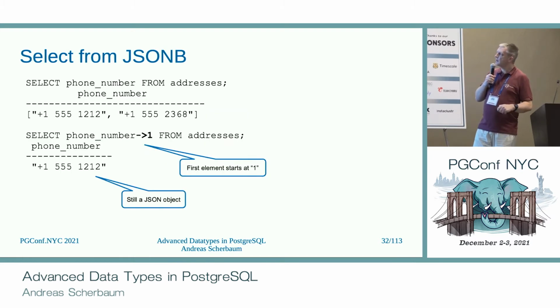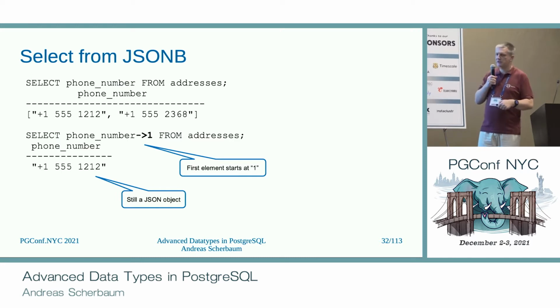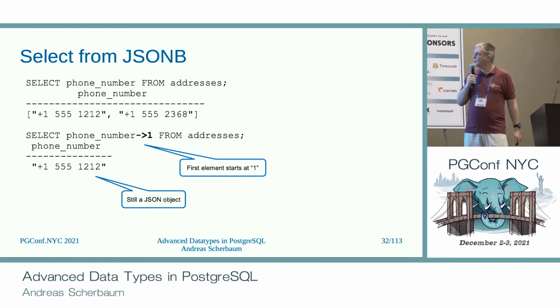When I select it, I have a JSONB field here. Postgres recognizes this as a JSONB field. It's not a text field, it's still JSONB. Again, you can select specific fields out of it. Again, it starts by 1, not by 0. And what we get returned here is still a JSON object. So you see we have double quotes around it. It's a JSON string.